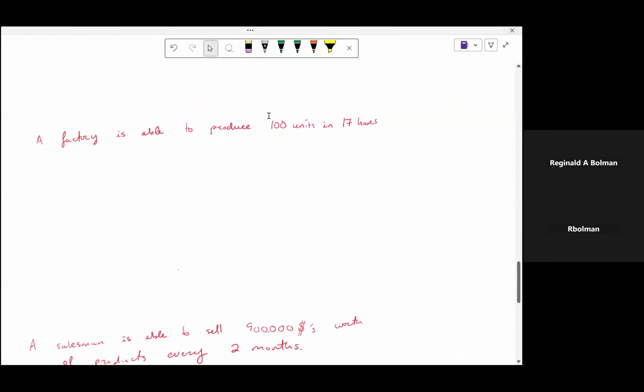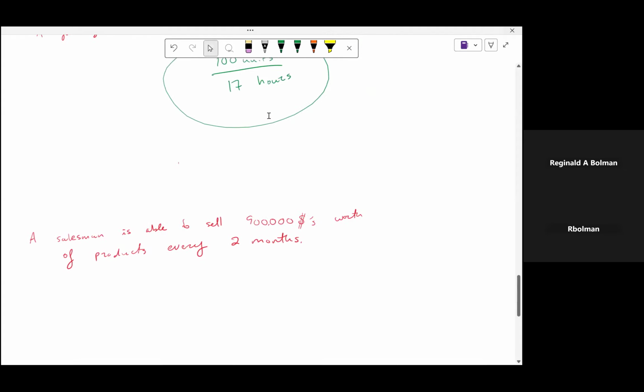All right. One more problem. A factory is able to produce 100 units in 17 hours. Well, here's my keyword, in. We're going to look to the left of my keyword. I've got 100 units. That's my numerator. And I look to the right of my keyword. Here's my denominator. Got 17 hours. And since 17 doesn't divide 100, this is the best I can do. I've got 100 units in 17 hours.